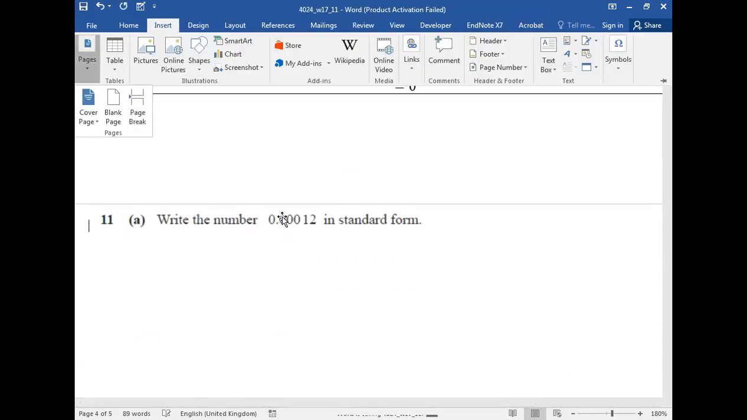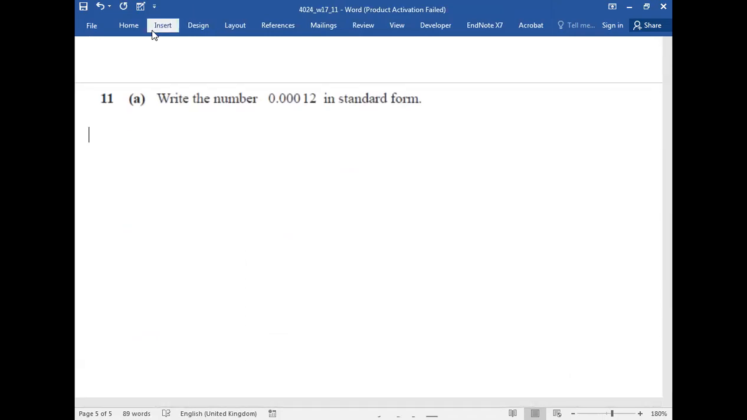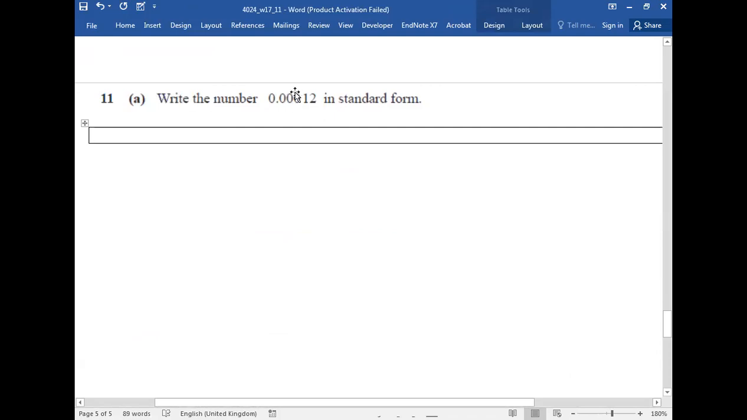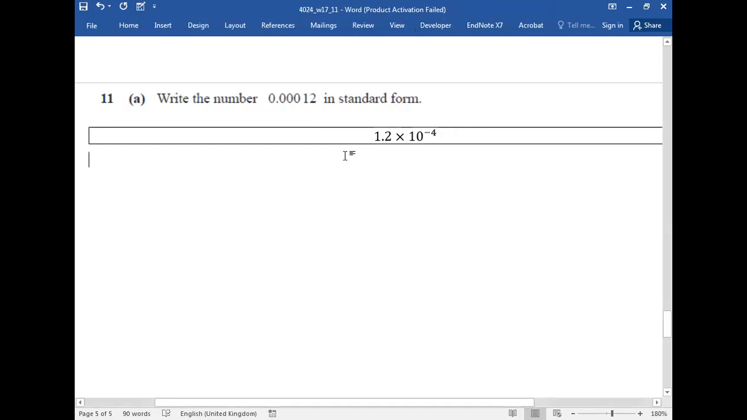Okay, class. Now the question is asking us to write this number in standard form. How many decimal places do we need to move? 1, 2, 3, and 4. So this becomes 1.2 exponent -4. If we move the decimal to the right, we reduce the exponent. If we move it to the left, we increase the exponent.